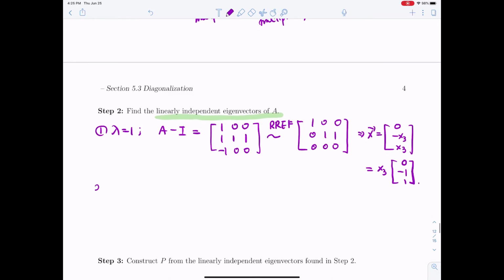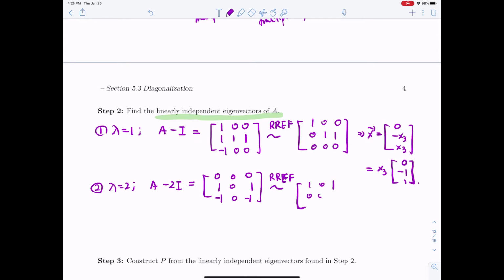And for lambda equals 2, A minus 2I equals 0, 0, 0, 1, 0, 1, and negative 1, 0, 1. And if you RREF this matrix again, then you get 1, 0, 1, 0, 0, 0, and 0, 0, 0. So the solution set for the homogeneous equation is, well, x1 is negative x3, and x2 and x3 are free variables. So you get x2 times (0, 1, 0) plus x3 times (negative 1, 0, 1).